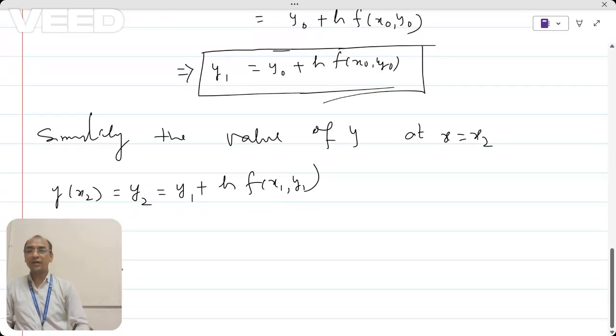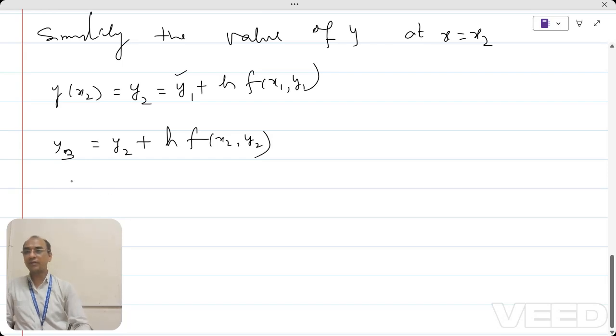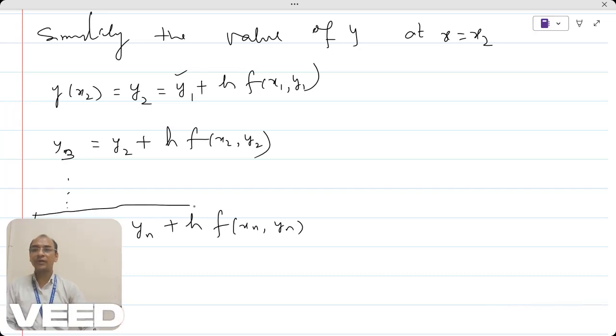Okay, and similarly y3 will be nothing but y2, whatever y1, y2 we are getting successively, y2 plus h f of x2, y2, and similarly we will have y n plus 1 is equal to yn plus h f of xn, yn. So this is called the Euler algorithm.